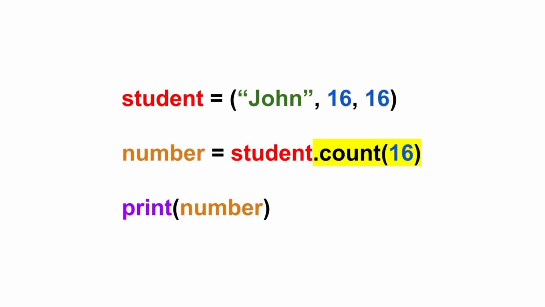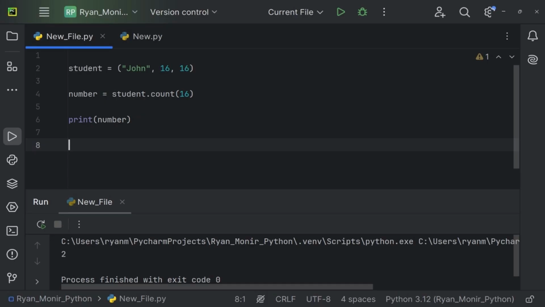The next function we have is the count function. It is written similarly to the index function. It counts how many times an item appears in your tuple. Since the number 16 appears 2 times in our tuple, the number should be 2. If we run our code, we can see that the number is indeed 2.